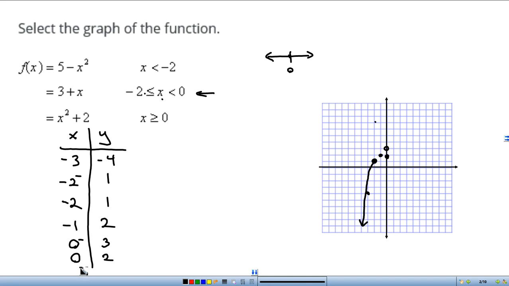And for just good practice, I'll put in another value. I'll put in 1. So 1 squared gives me, in this case, the value of 3. Okay, so I've got my graph going like that, and then it does a jump downwards, and then I have my parabola there.